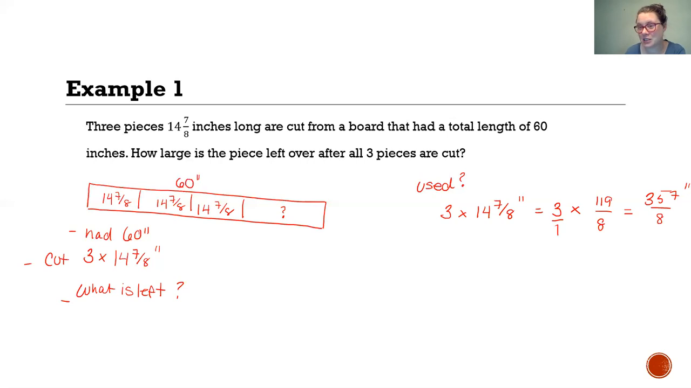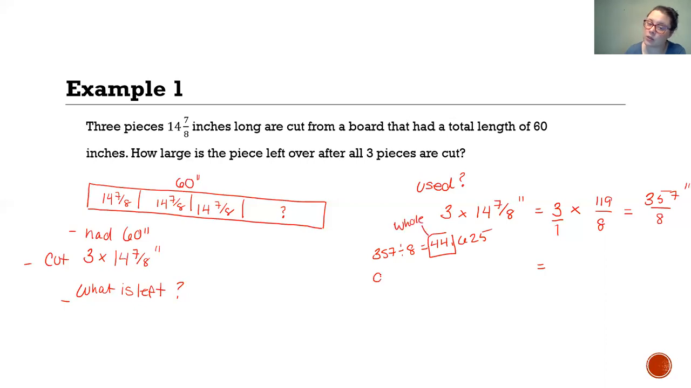So I would suggest at this point it could be really useful to turn it back into a mixed number, because it's also going to tell you if your number makes sense. So 357 divided by 8 leaves us with 44.625. So this is my wholes.